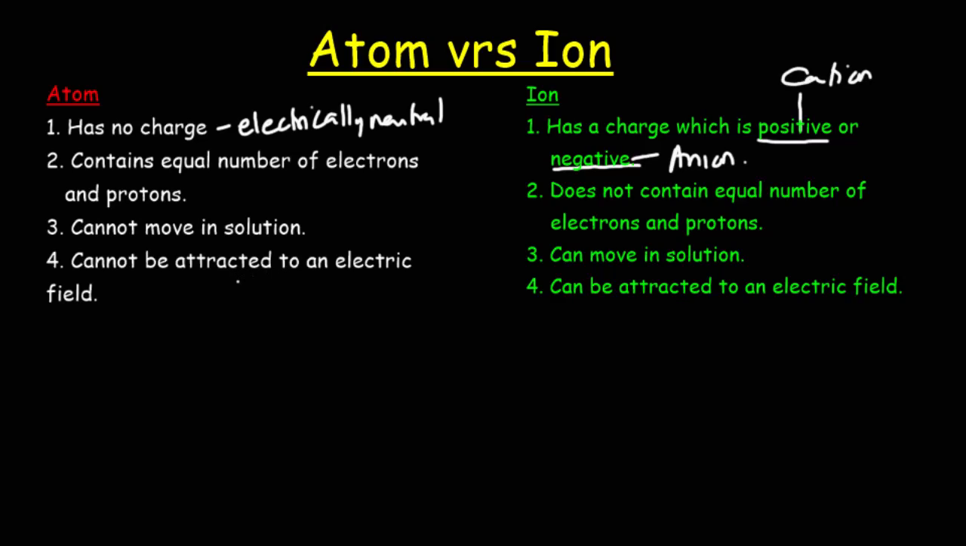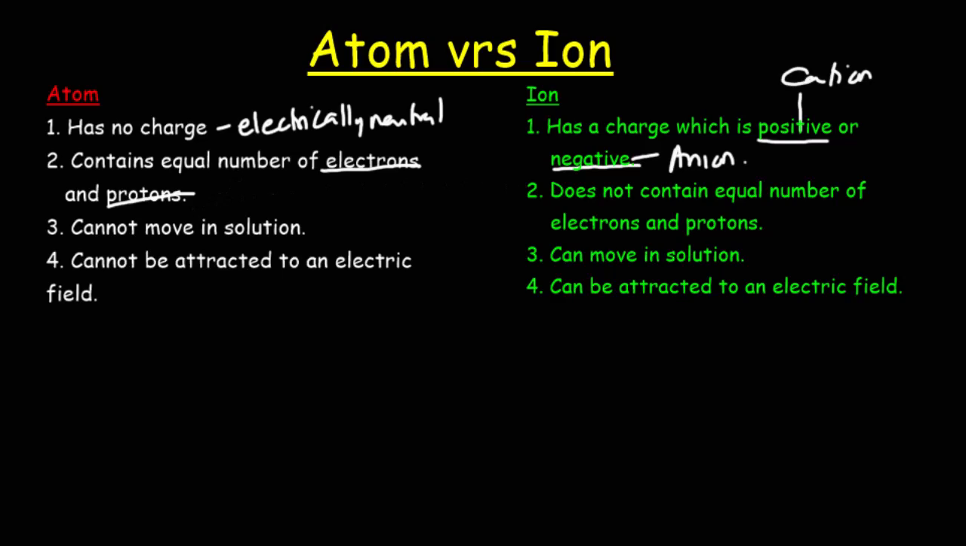Now, the second difference is that because the atom has not lost any electron or gained electron, it will have equal number of electrons and protons. So for every atom, there are equal number of electrons and protons, and that makes them electrically neutral. So an atom is electrically neutral because it contains equal number of electrons and protons.